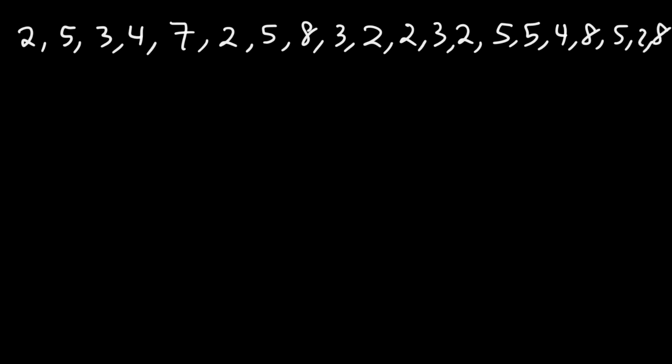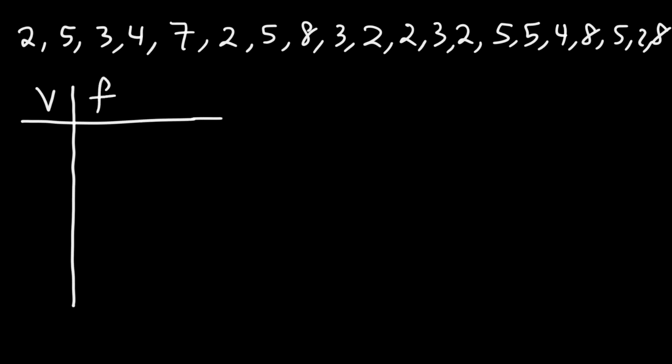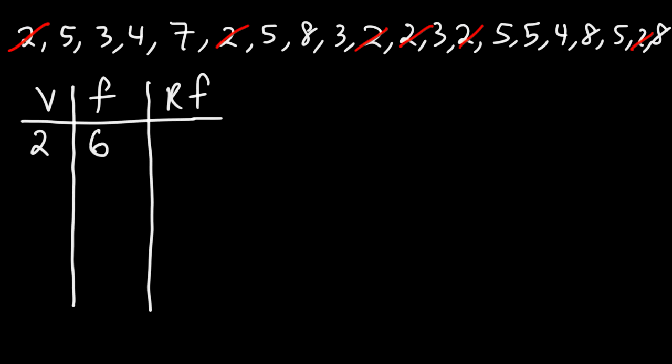So with these numbers, what can we do in order to make a relative frequency table? First, we need to make a frequency table. So I'm going to write V for value, F for frequency, and then another column for RF, or relative frequency. So let's start with the lowest value. The lowest value is 2. Now our next step is to count how many 2's we have in our data set. 1, 2, 3, 4, 5, 6. So the frequency for this number is 6.